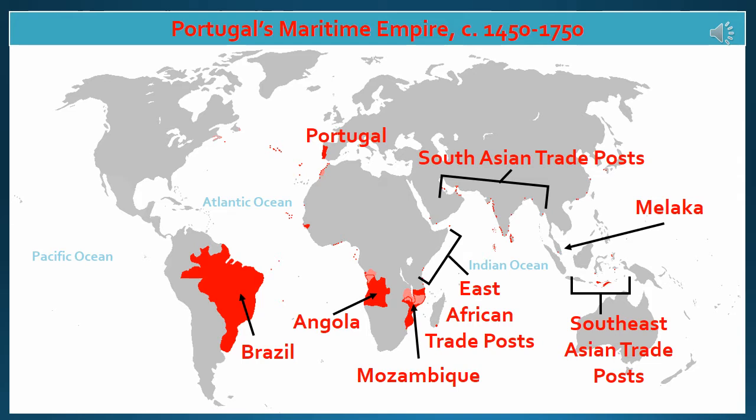Ultimately, the most important trade posts that the Portuguese secured in the Eastern Hemisphere were Sofala in modern-day Mozambique, Kilwa in modern-day Tanzania, Mombasa in modern-day Kenya, Ormuz in modern-day Iran, Goa in modern-day India, Cochin in modern-day India, Calicut in modern-day India, Malacca in modern-day Malaysia, Macau in modern-day China, and Nagasaki in modern-day Japan.